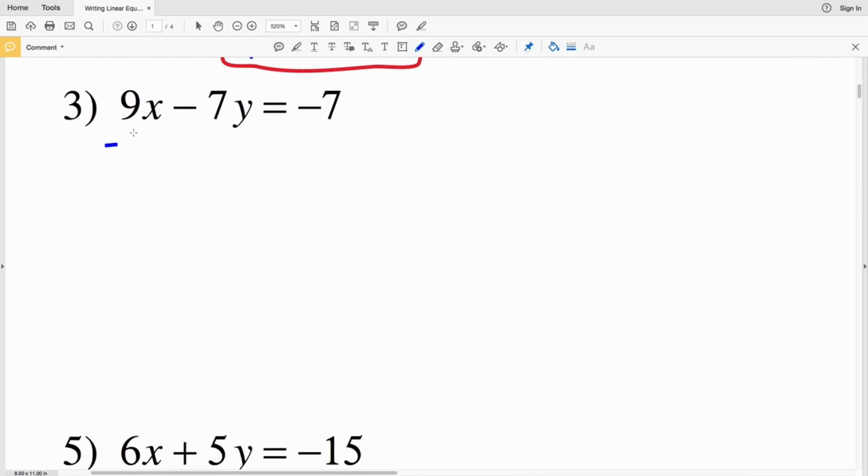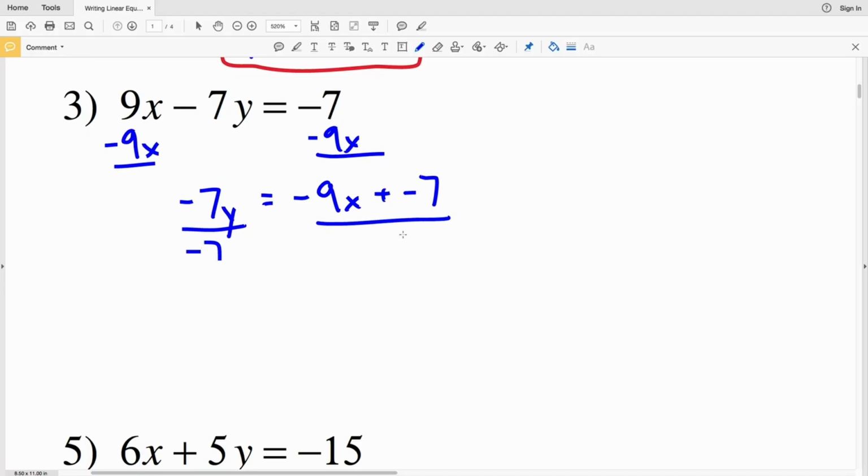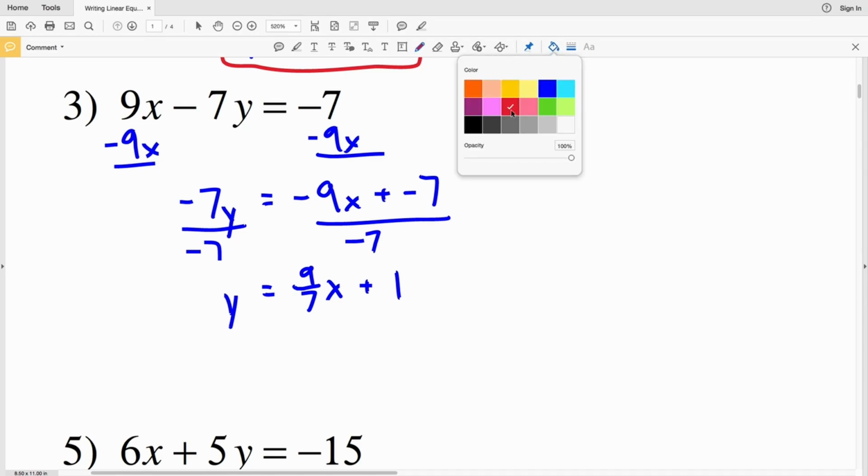In number 3, we're going to subtract 9x from both sides. Doing that will leave us with negative 7y on the left and negative 9x plus negative 7 on the right. Then we'll divide everything by negative 7. We'll have y on the left-hand side, and then 9 over 7 times x plus negative 7 over negative 7, which is a positive 1. Y equals 9/7 x plus 1 is the solution for number 3.